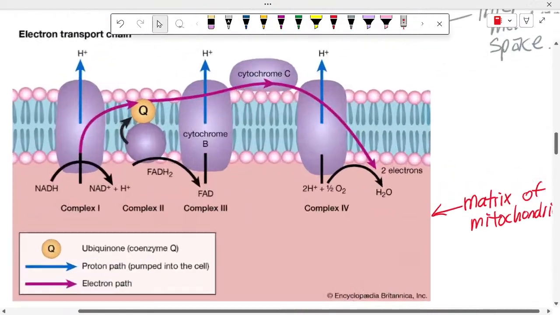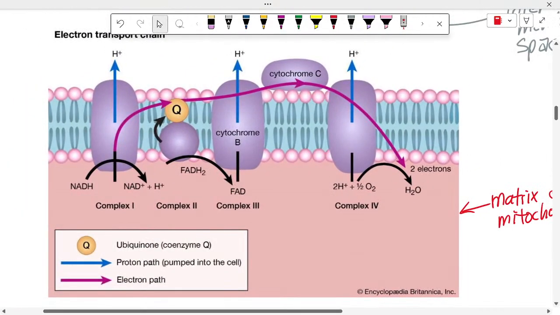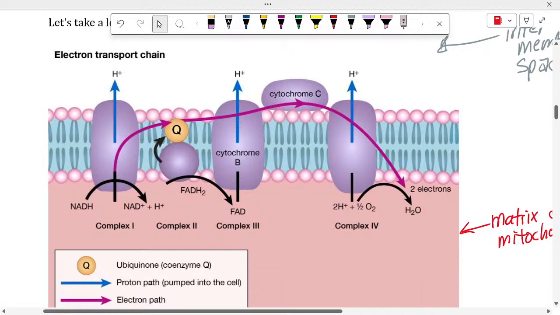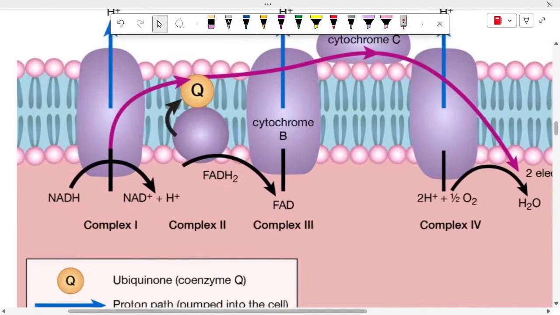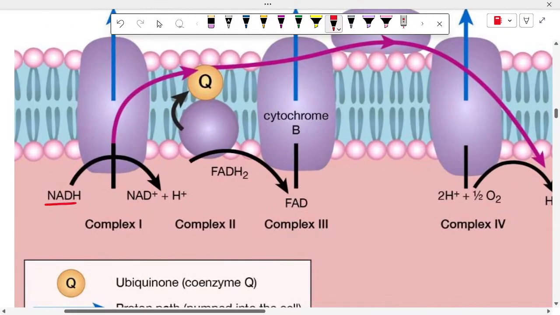What happens with these? And the answer is redox reactions. So here's what we do. NADH will come here and it will be oxidized. All right? NADH gets oxidized. And again, remind me, what does it mean if we're oxidized? We lose an electron. Where do the electrons go?